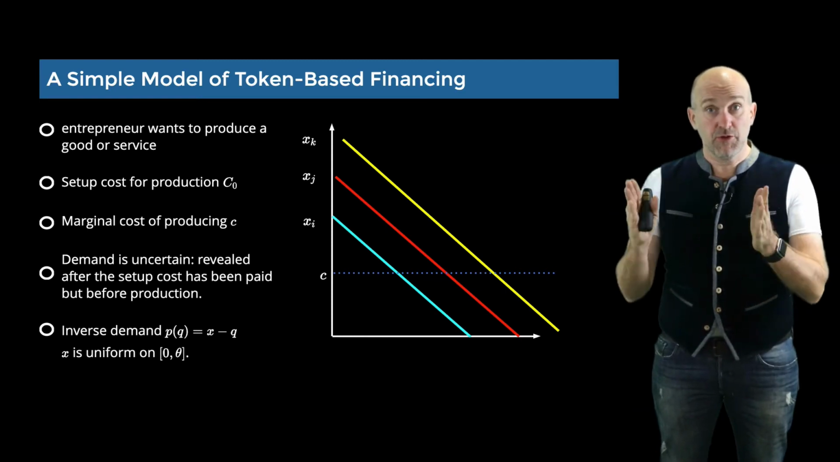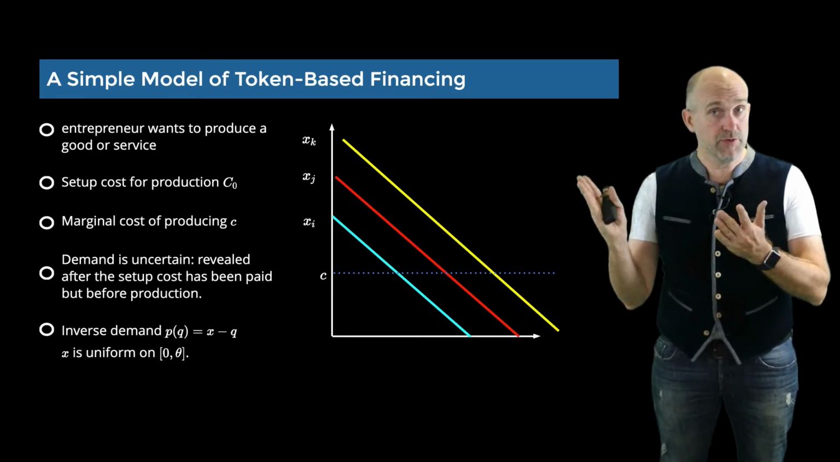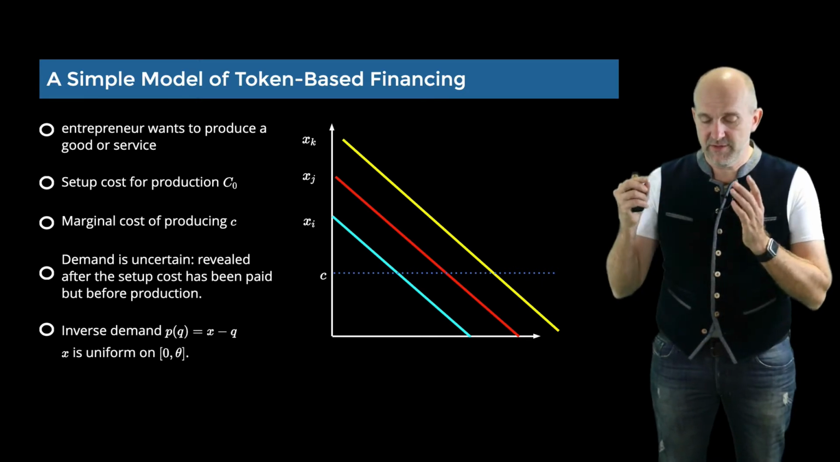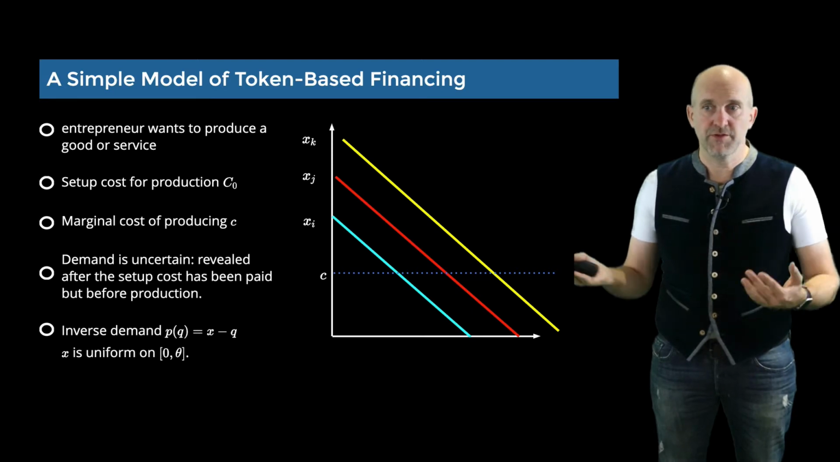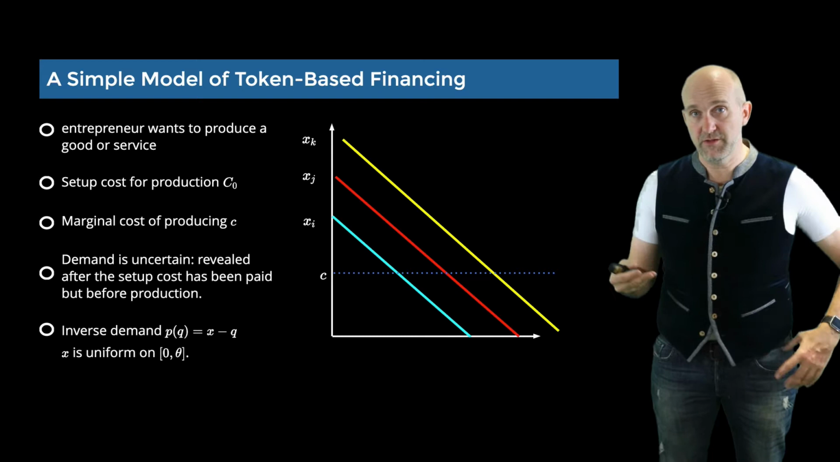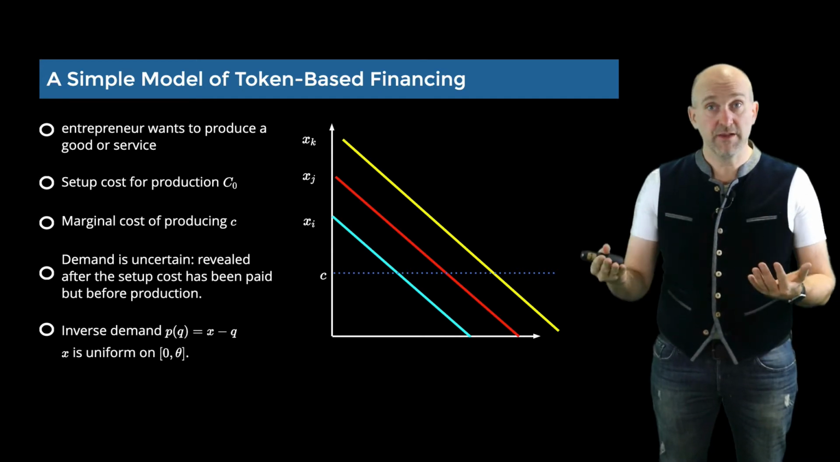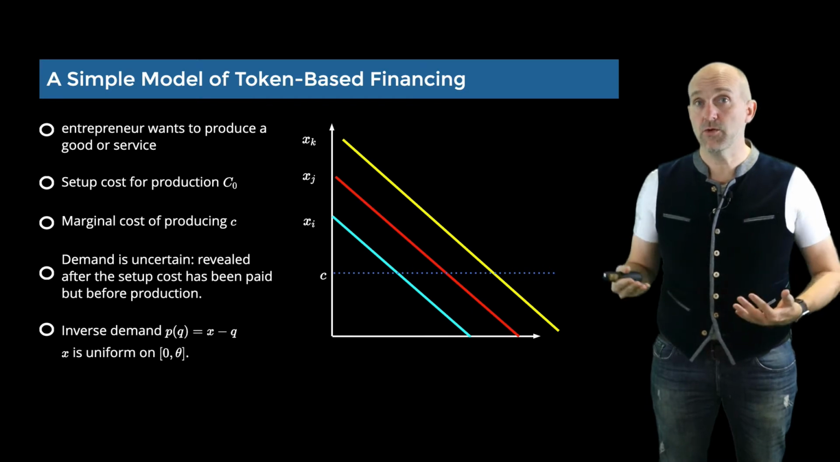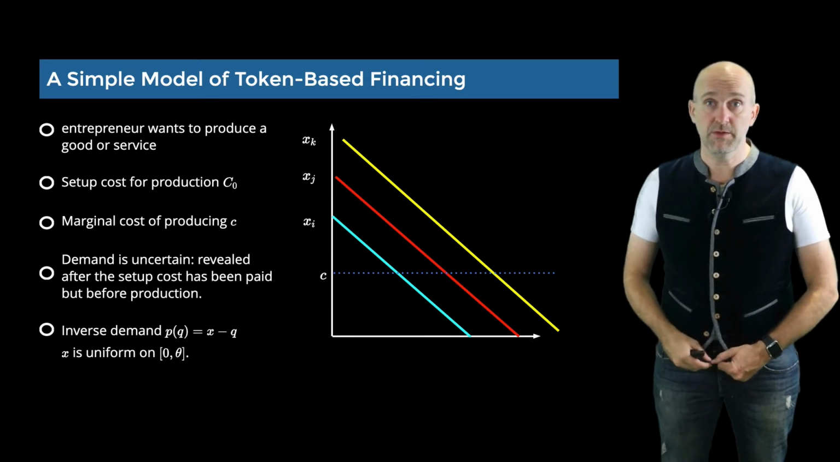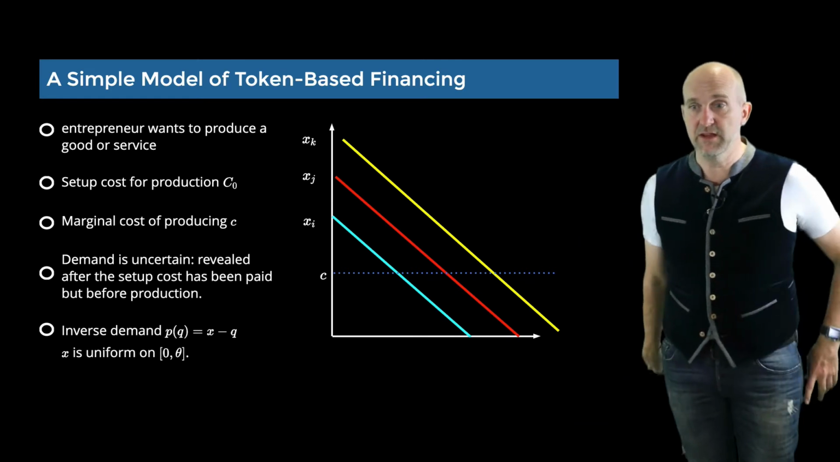Specifically, we have an entrepreneur, and this entrepreneur wants to finance a product or wants to produce a good or service. There's a certain setup cost involved, which is called C0, and there's a marginal cost involved of producing the product once you have the setup costs, once you engage in the setup process. The demand in the future is uncertain and is revealed only after the initial setup cost has been paid. So in other words, you need to finance the first step. You need to have some seed funding if you want.